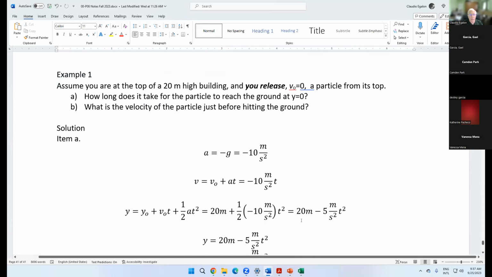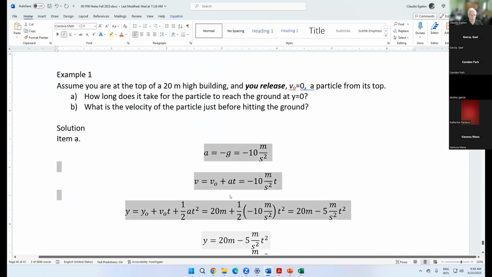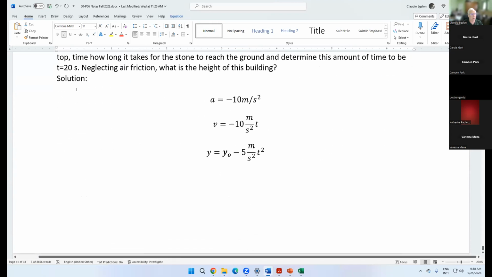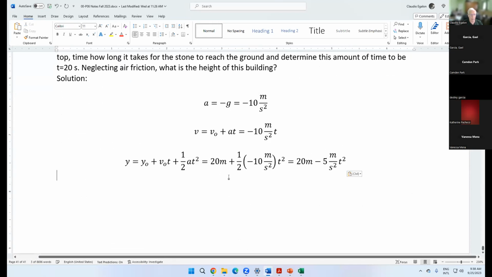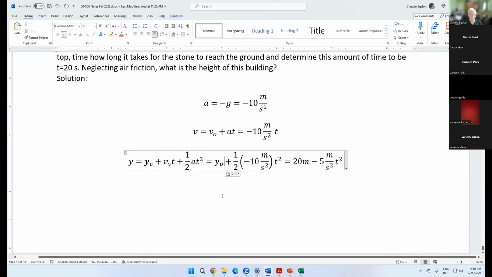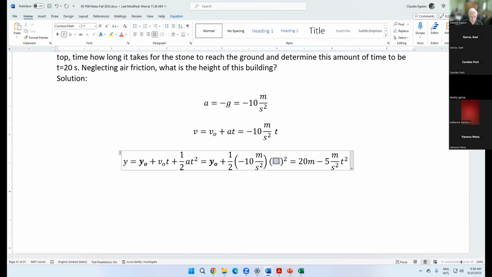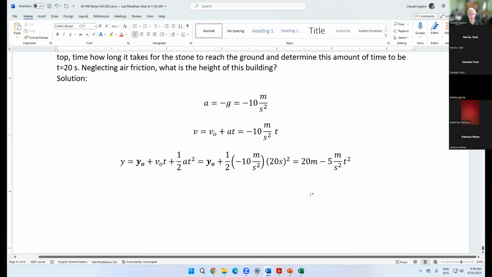I think I need to put that. Let me do the following. I'll copy this one here. Okay. Let's do this way. Like that, right? Minus 10 meters. And I can put the t later on. So what we want to find now is this guy here, right? And it's not 20 meters. We do not know, right? But we do know what t is: 20 seconds.